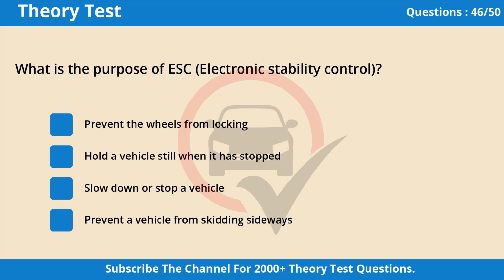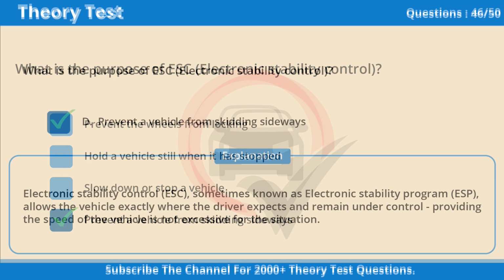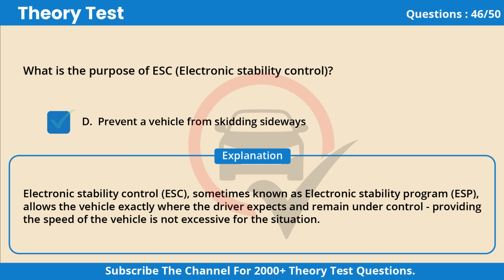Question 46. What is the purpose of ESC, electronic stability control? D. Prevent a vehicle from skidding sideways. Electronic stability control, ESC, sometimes known as electronic stability program, ESP, allows the vehicle to go exactly where the driver expects and remain under control, providing the speed of the vehicle is not excessive for the situation.